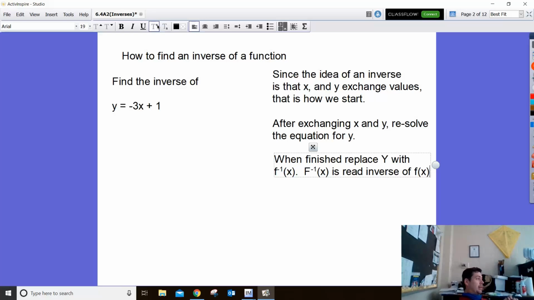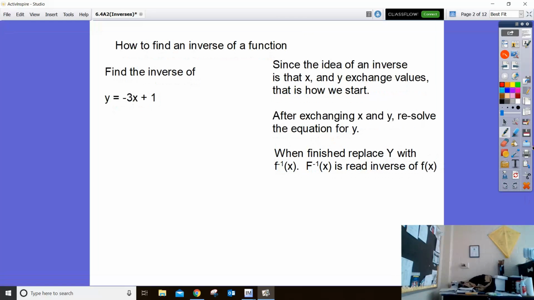Anyways, this is how you write all inverses. You swap x and y and you resolve for y. We have a nice, easy example here. Yeah, you did that on a quiz. I usually do that around chapter 2. That might be one of the reasons you haven't seen it.